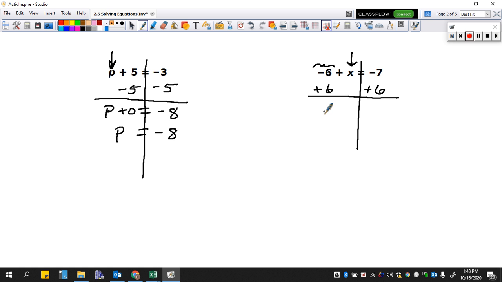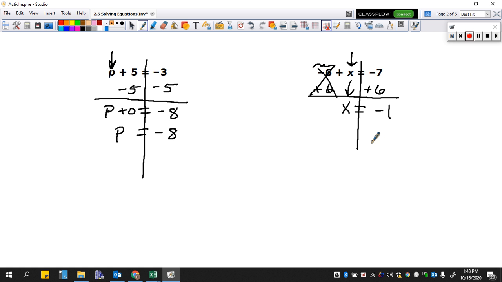I can put the 0 down here, or I can just go ahead and cancel it out. Bring this x down. And negative 7 plus 6 is negative 1. So the value of x is negative 1.